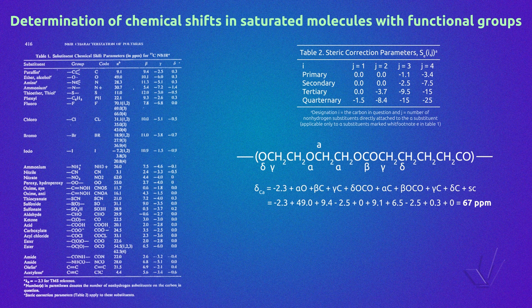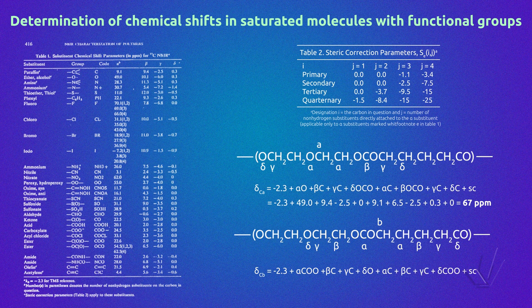Another example is the determination of the chemical shift of carbon B. This carbon is in alpha of an ester group bonded with it by the carbonyl, so the constant is 22.6. Then there are carbons in beta and gamma, so there are added the constants 9.4 and minus 2.5. In position delta, there is an ether group, so the constant 0.3 is added. On the right, there are carbons in position alpha, beta, and gamma, so the constants 9.1, 9.4, and minus 2.5 are added. The contribution of an ester group in position delta is zero.